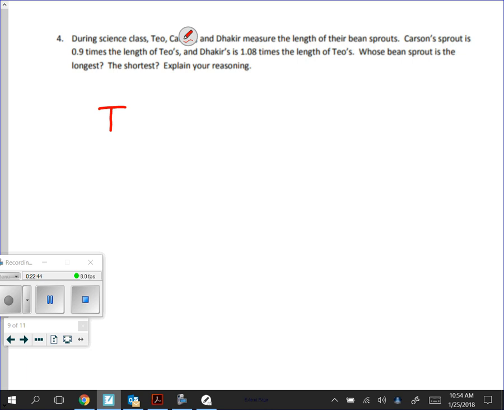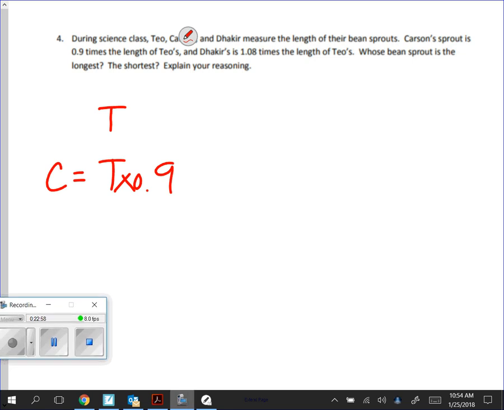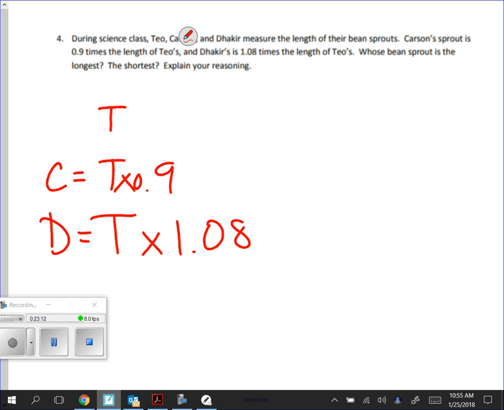So Carson's sprout is 9/10 T. So this is Carson. And Kier, I'm hoping I'm pronouncing that right, is, let me put it all in the same order. Whose bean sprout is the longest? Now that it's all written out and we've taken the information, whose is the longest? Now that it's all written out, it's easier to see.